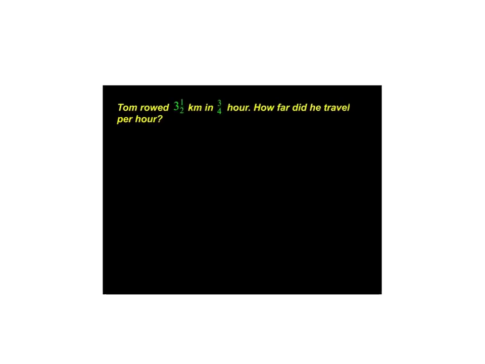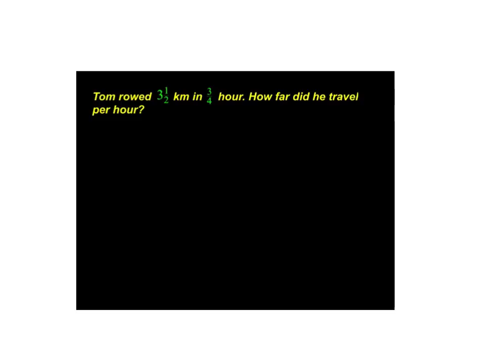All right, here's a Tom problem. Tom rode 3 1/2 kilometers in 3/4 of an hour. How far did he travel per hour? Per hour means this hour value goes in the denominator. I've got 3 1/2 kilometers over 3/4 hours.